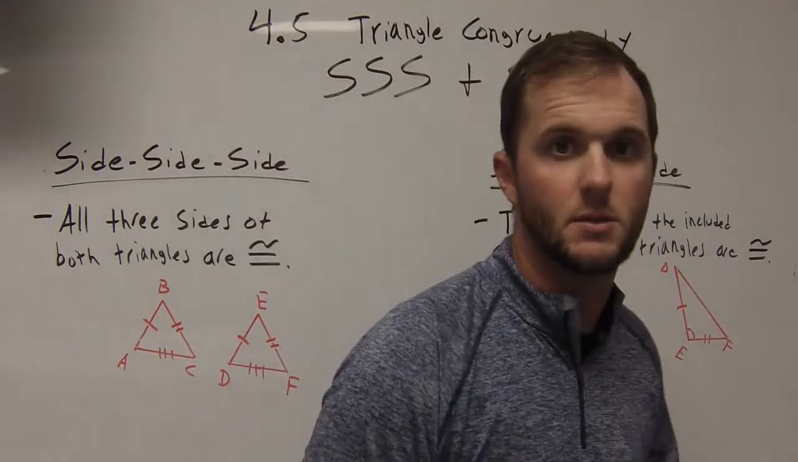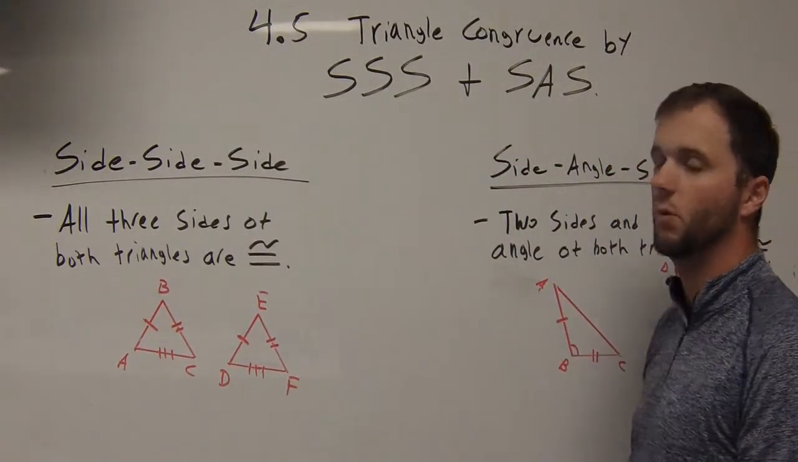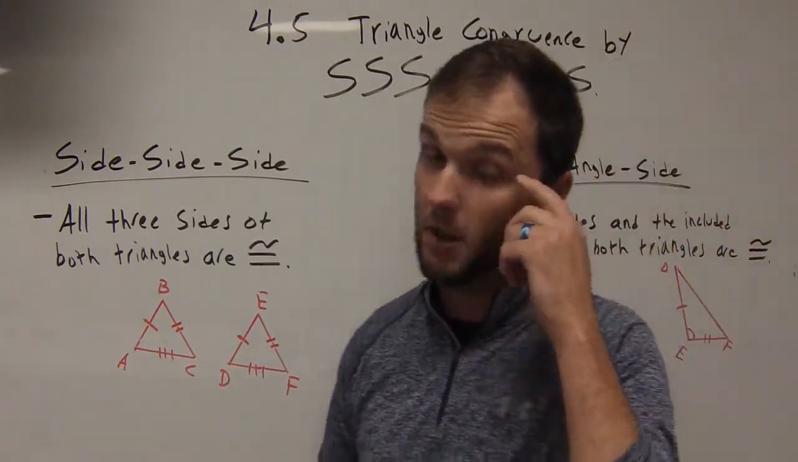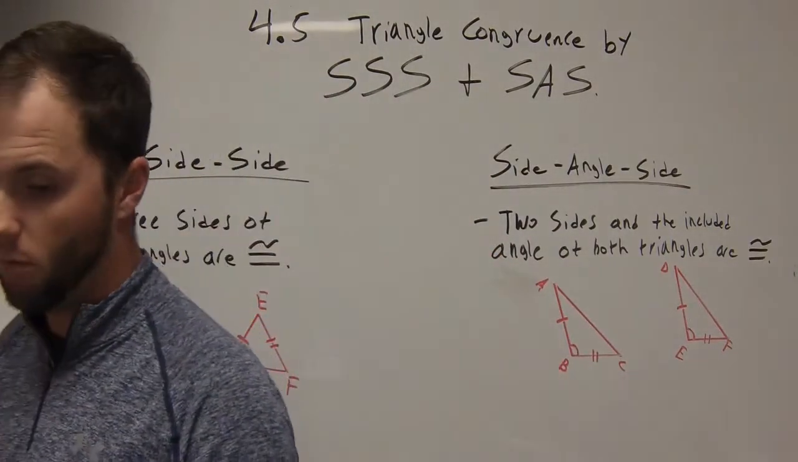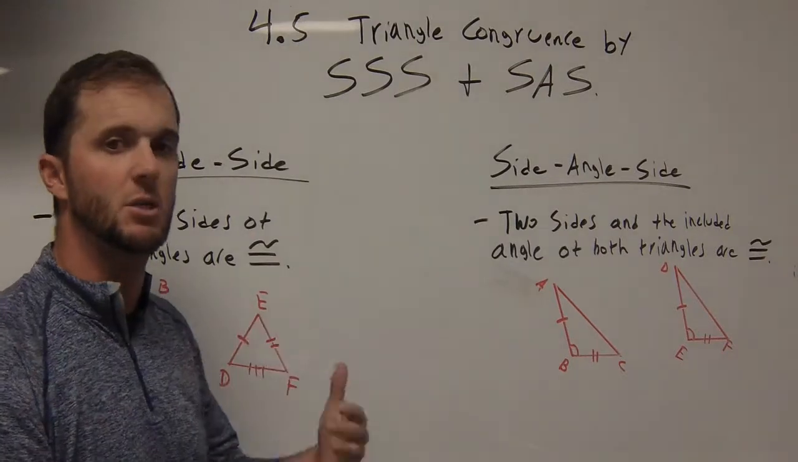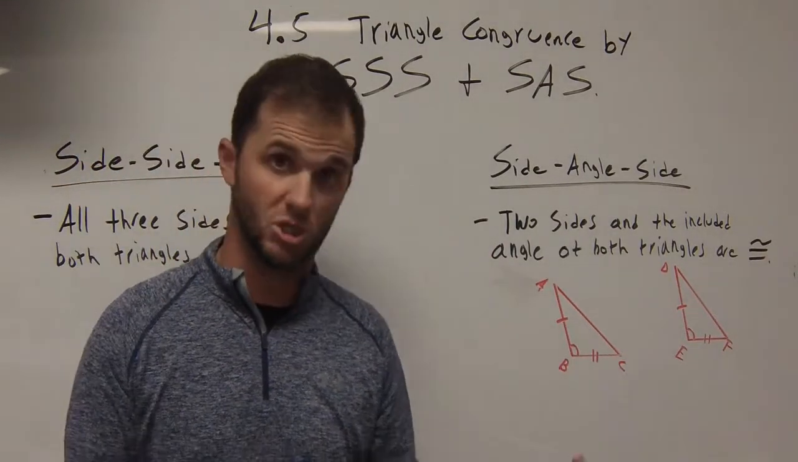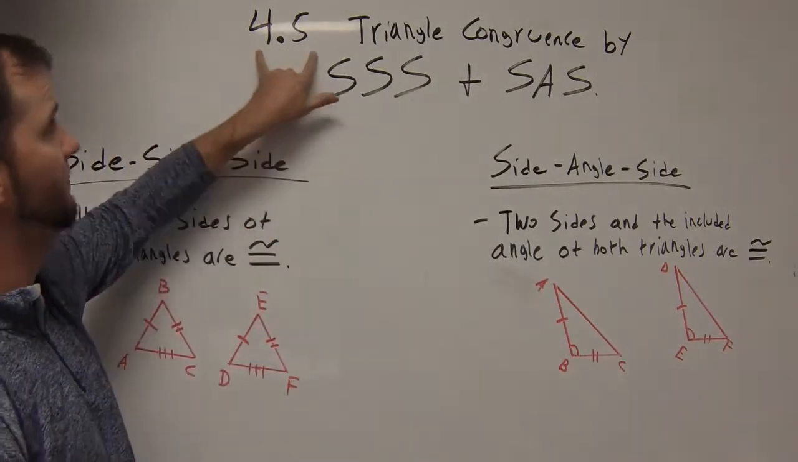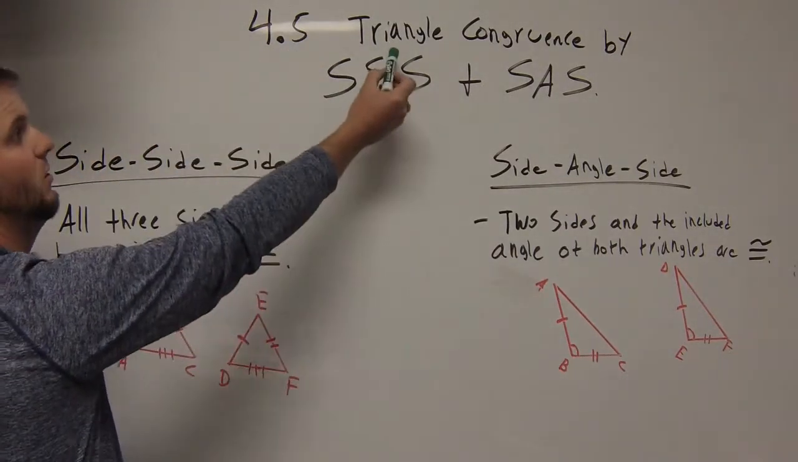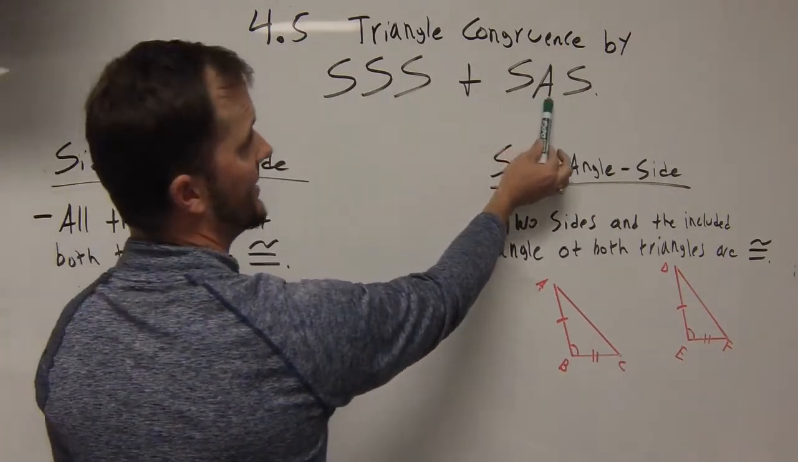All right, ladies and gentlemen, the video that you just watched should have been 4.4, which talked about polygon congruence. Now we are going to move into special situations where you can prove that triangles are congruent to each other. Right now we are looking at 4.5, triangle congruence by SSS and SAS.